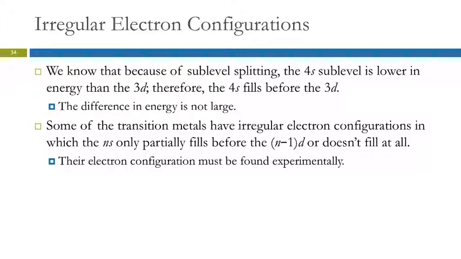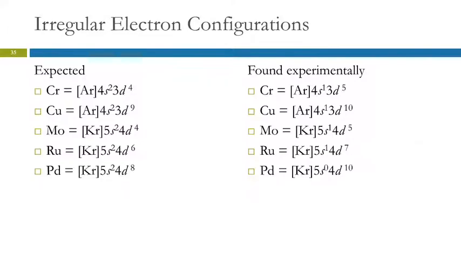And so some of the transition metals, those guys are kind of squirrely and unpredictable anyway, they have irregular electron configurations where the ns, the s orbital, only partially fills before the d's start filling, or it doesn't even fill at all. These electron configurations are found experimentally. We can't always predict what they are. So here they are. So chromium, we would expect chromium to have this electron configuration, 4s2, 3d4. But it doesn't. It's 4s1, 3d5.